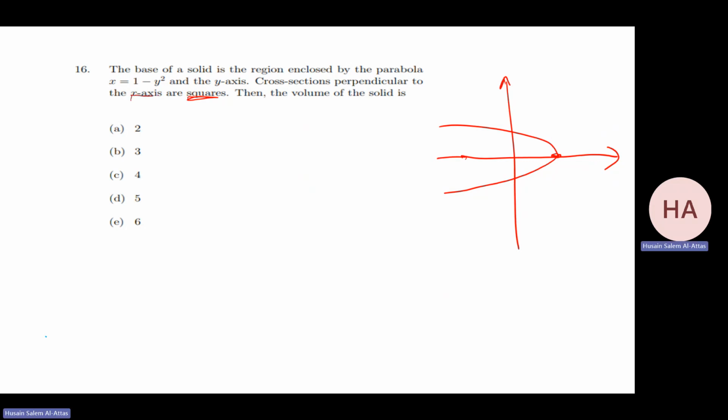Cross sections perpendicular to the x-axis. Okay, so the base, since it's a square, the area is the base squared. What is the base? Of course, above the x-axis and the y-axis, so I'm talking about this. Be careful here.